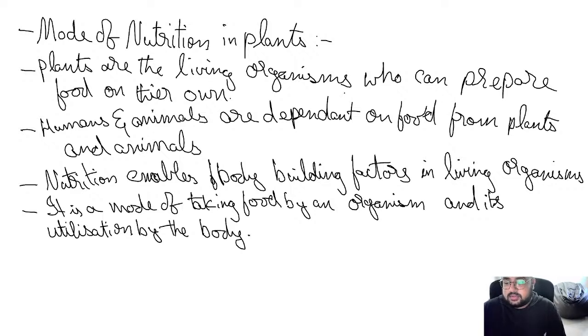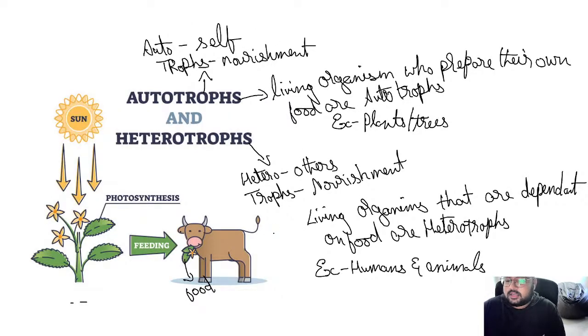And we even spoke about how nutrition is helpful for living organisms. And here it is. As I spoke earlier about the autotrophs and heterotrophs. Autotrophs means self-nourishment. Heterotroph means nourishment from others. Nourishment means building nutrition in our body. That is known as nourishment. So this is what we discussed earlier.